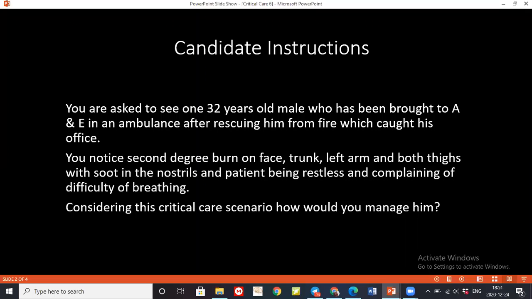Considering it a critical care scenario, where would you manage this patient and who would you involve? I'll send the patient to the burns unit as more than 15% of the body surface area has been burned, and in the burns center it will be managed in the ICU. Okay, and who would you involve in the management of this patient?